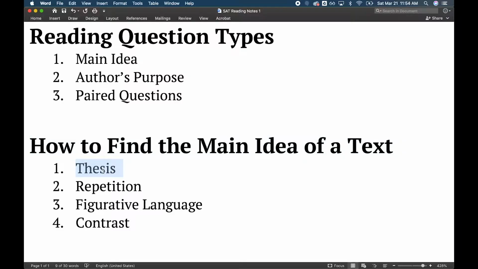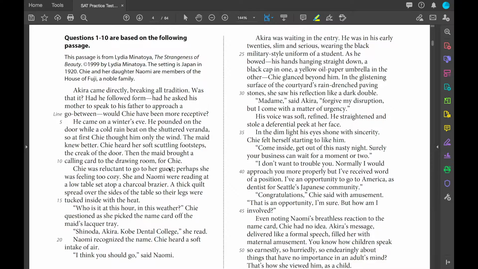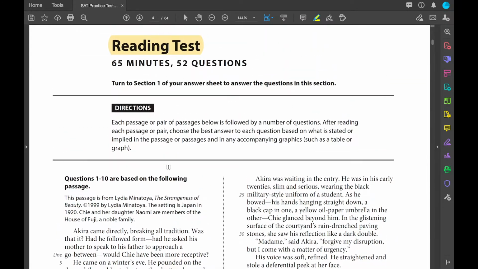All right, so let's talk about how to find the main idea. We're going to go through each of these individually. So first off, you want to find the thesis. In a fiction passage, which we're going to start with, there's not really a clear thesis, but with a nonfiction passage, you'll have somewhat of a thesis in the main idea, in the first paragraph. So you want to first just check the opening paragraph to see the main idea. And we're going to start with the reading test.